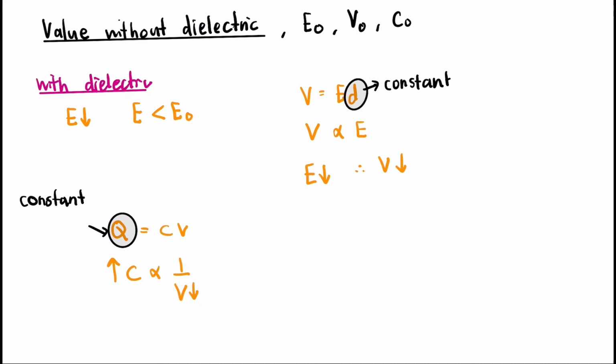So, from here we can conclude that. Conclusion. Okay, with the dielectric, the electric field will decrease, potential difference between the plates decreases, and therefore the capacitance of the capacitor will increase.